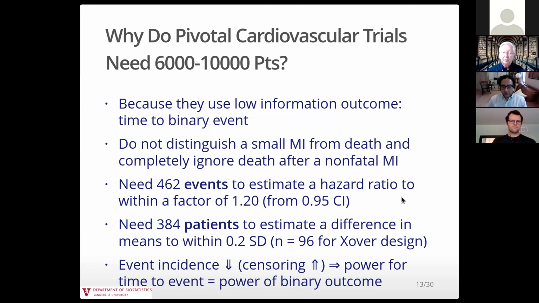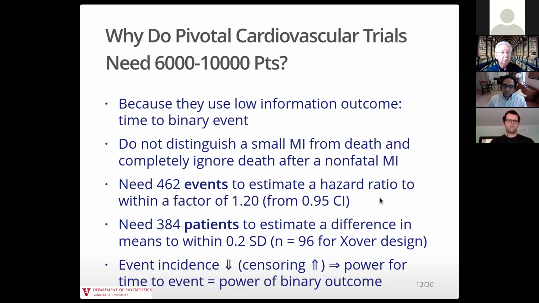So what is the effect of this? Well, if you're going to estimate a hazard ratio within a good multiplicative margin of error, let's say you're going to estimate it within a factor of 1.2, maybe too high or too low, but it could be off by a factor of 1.2, which comes from the 95% confidence interval. You need 462 events to estimate a hazard ratio for time until major cardiac event.